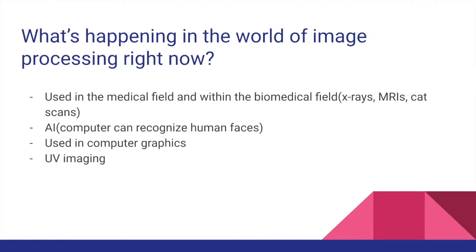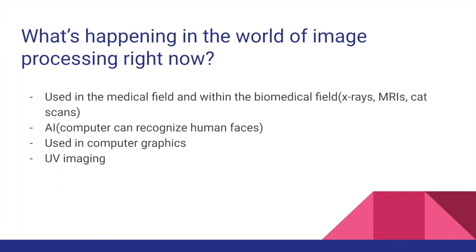So what is happening in the world of image processing right now? Well, currently it is being used in the medical field and also within the biomedical field in engineering. It can be used in X-rays, MRIs, and CAT scans, etc. And so this allows doctors to hone in on certain areas and detect things like tumors, broken bones, stuff like that, and just allows them to get a better diagnostic of what is happening in the human body.